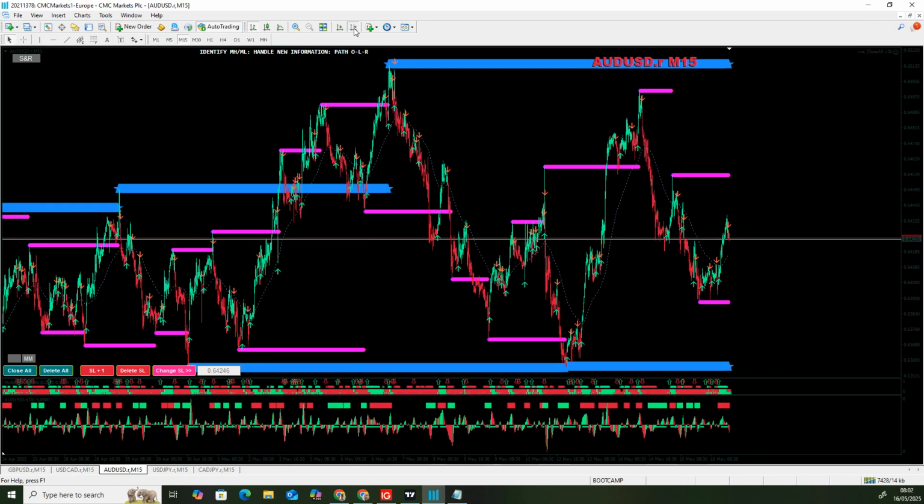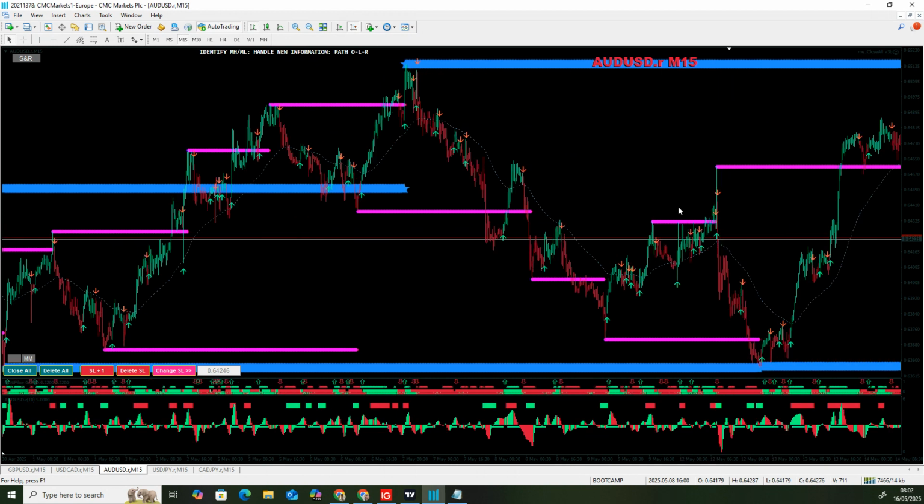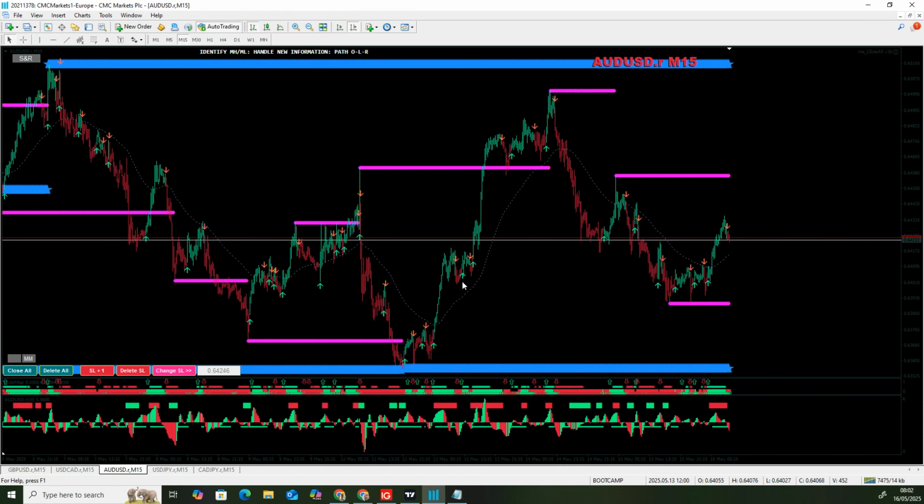Well, how do we trade this? The simple way, which has withstood the test of time, is to buy low and sell high. But you have to know which low and which high to buy. So let's see if we can find that out. You can see price has given us two highs, one low. So high to low, high to low.